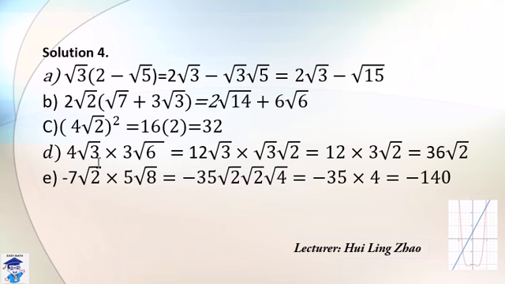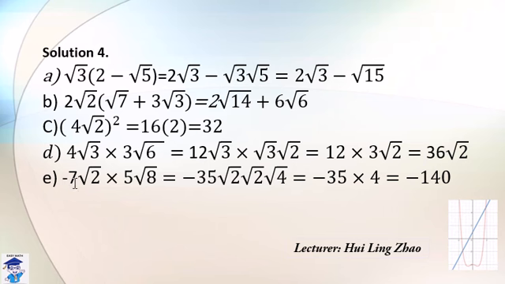Number D, 4 times square root of 3 times square root of 6. So outside of the square root there are 3 and 4. So 3 times 4 is 12. And in the square root is 3 times 6, so you have the 3 times square root of 2. So the 12 times 3 is 36, and then times square root of 2.